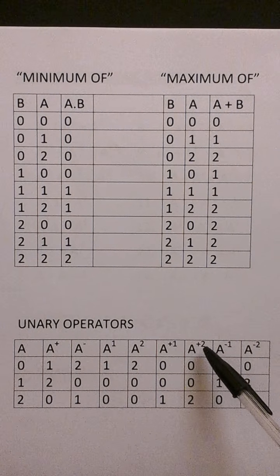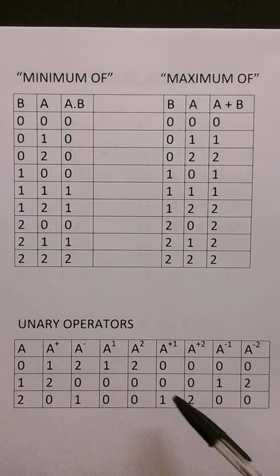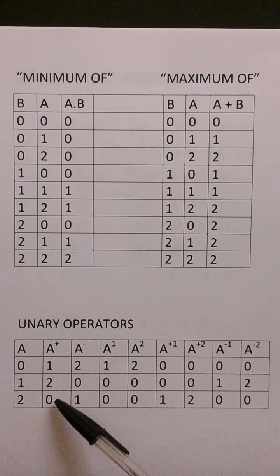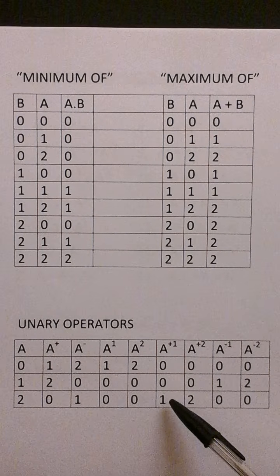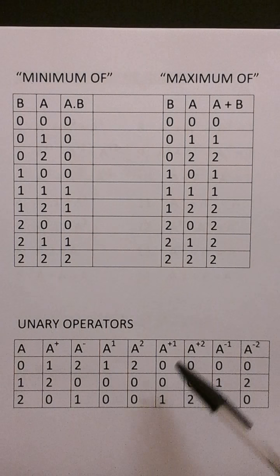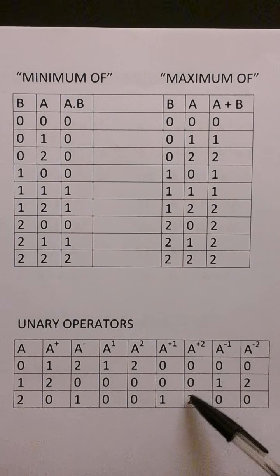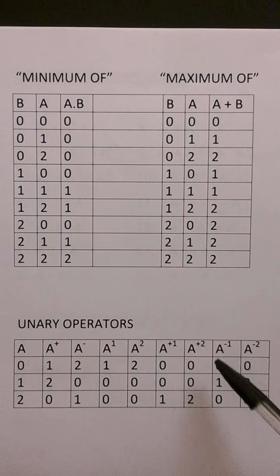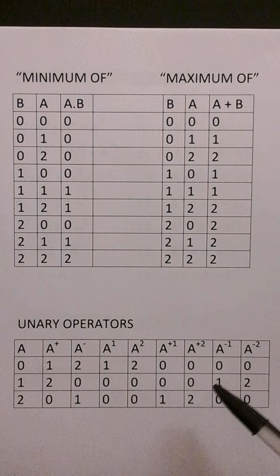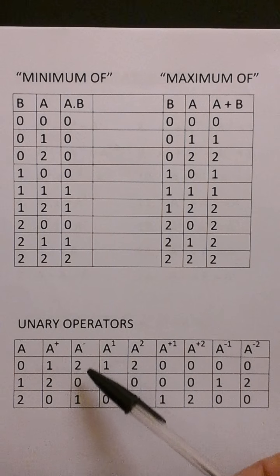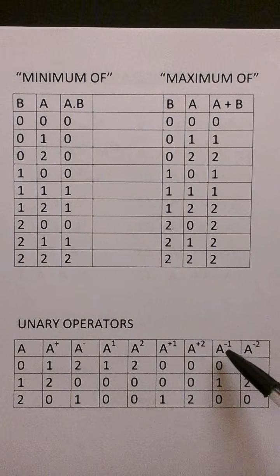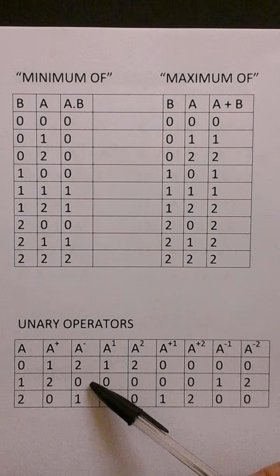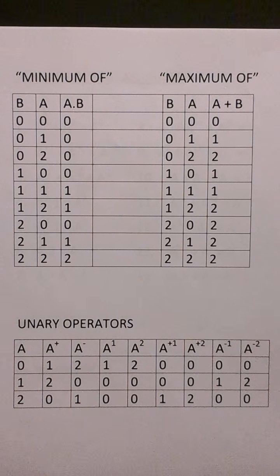A plus 1 and A plus 2, well, these functions are derived by first applying A plus and then A1. So A plus is a 0 at 2. So A plus 1 is a 1 there and 0 everywhere else. And then similarly, A plus 2 is a 2 when A plus is a 0 and 0 everywhere else. A minus 1 and A minus 2 is a similar thing. When A minus is 0, A minus 1 is a 1 and 0 everywhere else. A minus 2 is a 2 when A minus is 0 and 0 everywhere else.